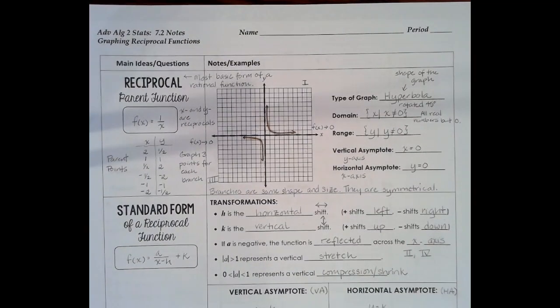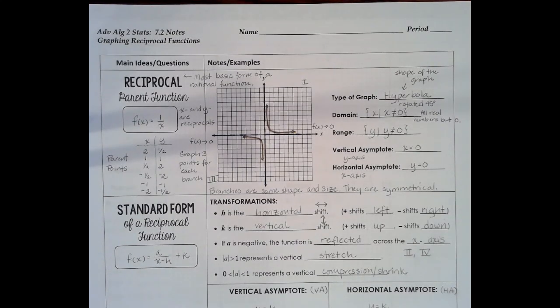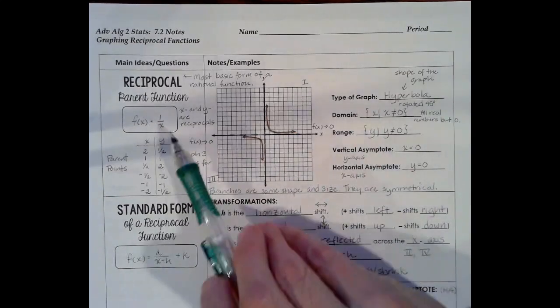These are the video notes for 7.2 graphing reciprocal functions. I know we're in the unit on rational functions. However, the reciprocal function is the most basic form of a rational function. So we're going to start off graphing those first. Let's look at the parent function.